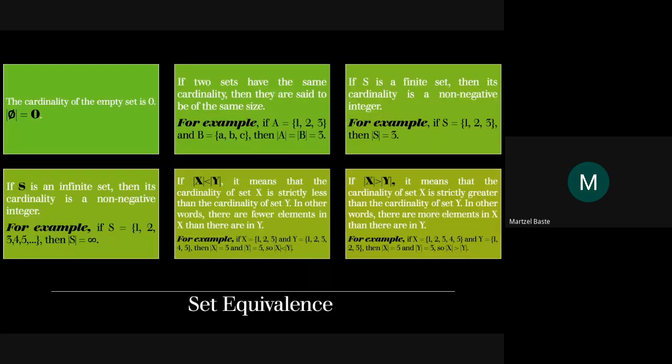Okay, now let's talk further about cardinality. When a set is an empty set, we denote its cardinality as zero. That's why in programming, zero must be represented with this symbol. When we write zero, we have to have a diagonal line in the middle of the number.